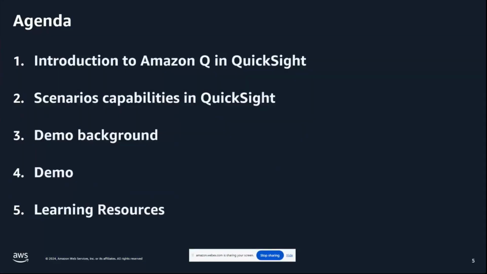So let's go through today's agenda. I'll start off with a quick introduction to Amazon Q and QuickSight. Then I'll walk you all through scenarios, capabilities in QuickSight, post which I'll provide some background on the use case and the data that we'll be using for the demonstration. And finally, I'll demonstrate the scenarios capability and share the learning resources that you can utilize. We'll definitely keep some time at the end of the presentation for Q&A.